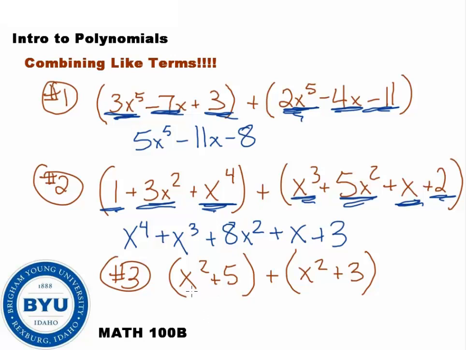Last one here, combining like terms. We have an x squared plus an x squared. Again, there's an implied 1 here. So 1x squared plus 1x squared is 2x squared. And then we add the numbers, plus 8. Okay, that's how we do it. Let's take a look at subtraction.